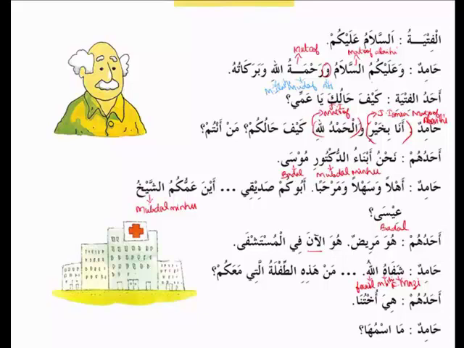Man hazihi tiflatul lati ma'akum? Who's this young child? Who's a small child? Okay, small child. Tiflatu. What do you say? Female child. Okay, who's this female child? Allati, that which. Sorry, the one who. Okay, allati, the one who, ma'akum is with you. Who is this small girl child, the one who is with you? Okay, ahaduhum, one of them said, hiya ukhtuna, she is our sister.